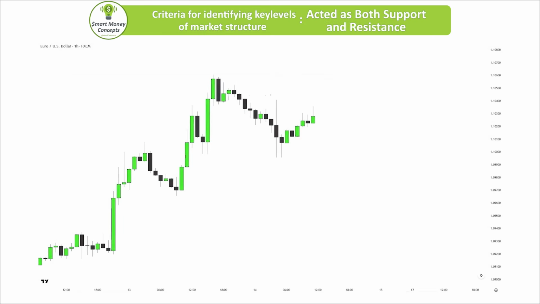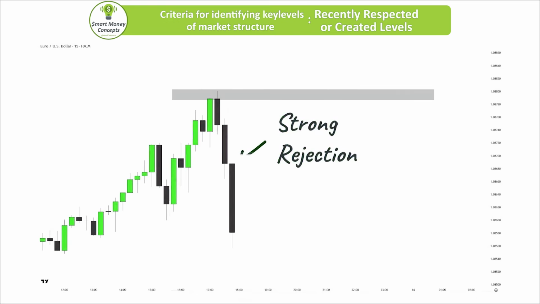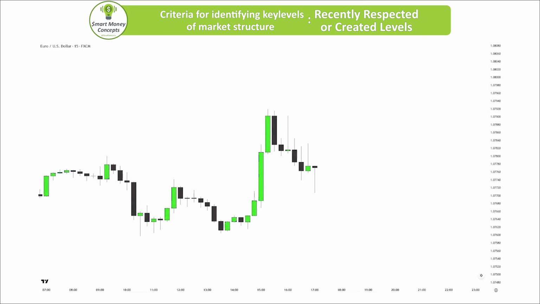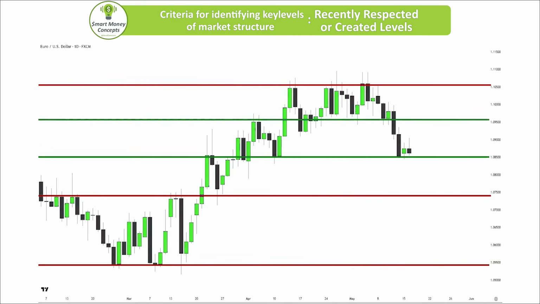Acted as both support and resistance. If a level has acted as both support and resistance previously, it increases the probability of the price rejecting this level again. Drastic move away. A significant move away from an area, indicating a true reversal rather than a minor reaction, makes the level more important. Recently respected or created levels. Recent levels in front of the price are more effective since they are current and new, whether they are traditional support and resistance or order blocks.